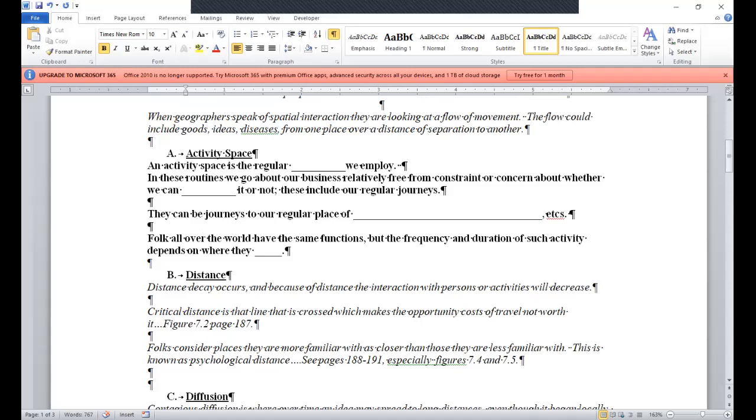Distance decay assures the greatest intensity of space use nearest the home or activity base. Because of distance, the interaction with persons or activities will decrease, regardless of whether we have FaceTime or not. I think when people move away, out of sight, out of mind, it just decreases. Critical distance is that line that gets crossed, which makes the opportunity costs of travel not worth it, right?